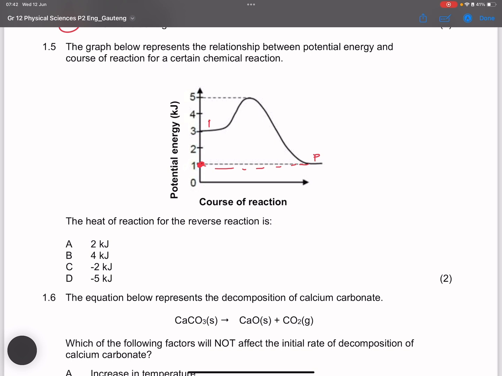So you'd say 1 minus the minus 3, and so that would give you -2 for the forward reaction. So for the reverse reaction, it would be the other way around. For the reverse reaction, you look at your reactants as your products. So that would be in reverse, 3 minus 1, so that would be 2 kilojoules. Okay, so there we go. All right, the next question.